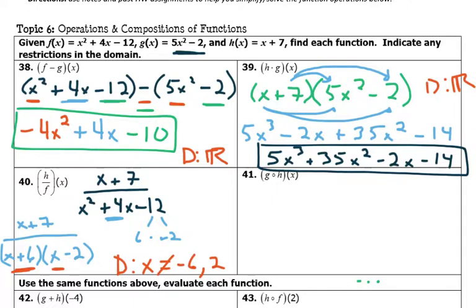Finally, g of h of x. What is g of x? G of x is 5x squared minus 2, of h of x. So we're going to plug in h of x wherever we see x in g of x. So this is going to end up being 5 times the quantity x plus 7 squared, minus 2.